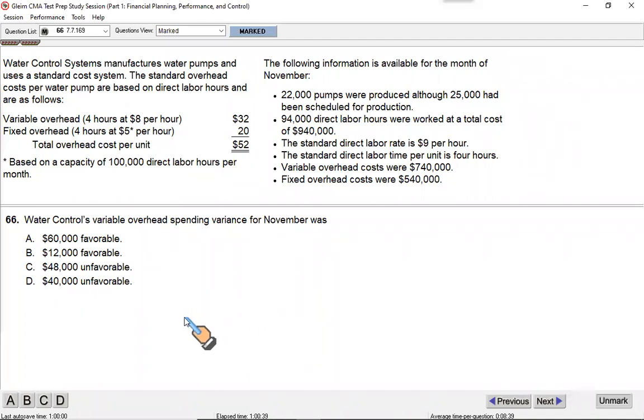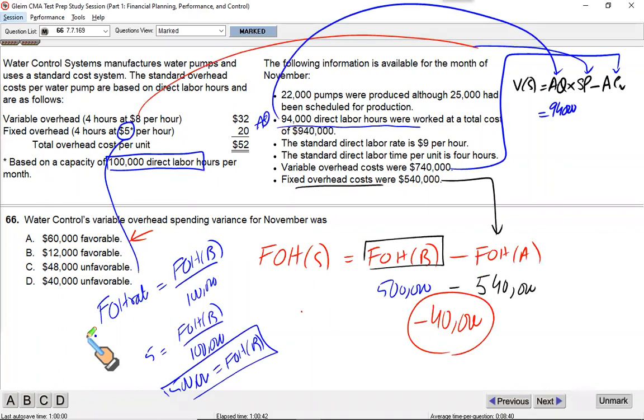Okay, so I just need to bring what we did a little while ago, all the workings. So we have the actual hours worked, 94,000 direct labor hours. Our standard price is given here. The standard price is $8, that is the variable overhead rate, minus the actual cost variable, that is 740. Now let me explain what these numbers are. We have written these numbers where we need to make sense out of these.